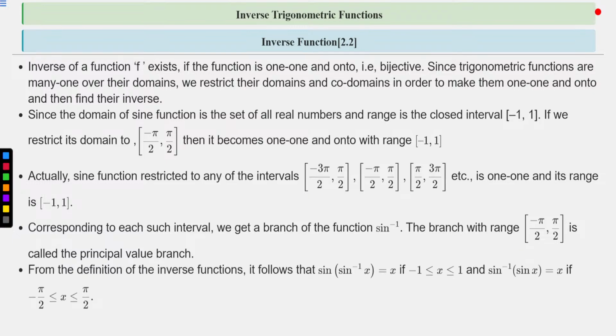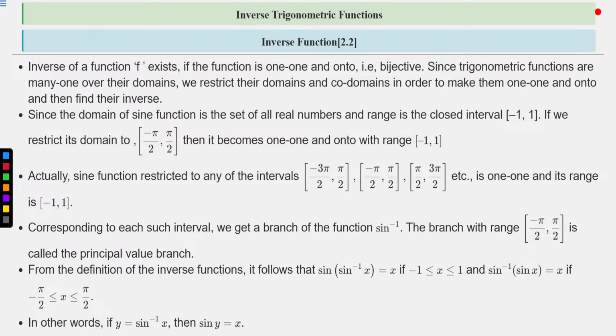From the definition of the inverse function, it follows that sine of sine inverse x will be equal to x when x is between minus 1 and 1. And sine inverse of sine x will be equal to x if x is between minus pi by 2 and pi by 2, right? So the domain of x in the first case is minus 1 to 1.